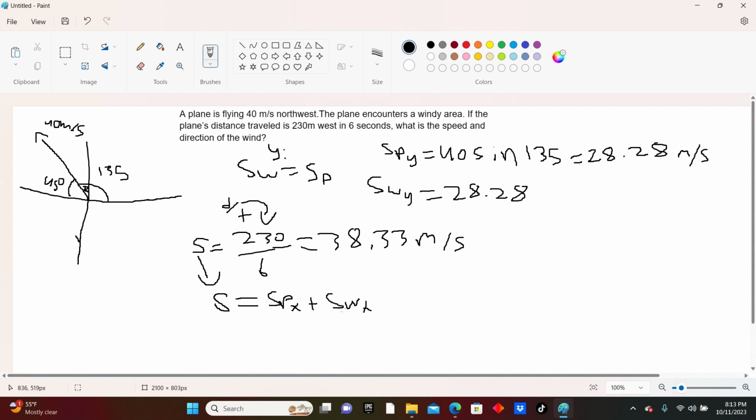If the wind speed was adding to the plane speed, they would have the same sign. The plane speed and the wind speed will either be both negative or both positive. But if they were going in opposite directions, they would have opposite signs, so one would be positive, one would be negative. So using this information, we can first find the plane speed in the x direction. So SPX is equal to 40 cosine 135. If you plug this into a calculator, you should get negative 28.28.